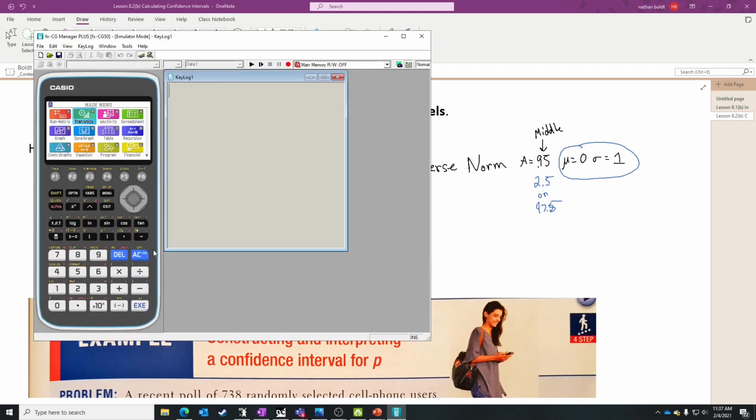All right, so I go statistics, distribution, normal, and then I want inverse norm, so that's F3. All right, so here, if you want to do a central, you can do the center. That's actually a little bit easier for you. Then you're doing the area in the center. So for a 95% confidence interval, we'll put 95 in there. The standard deviation is 1. The mean is 0. And there you get the 1.96.